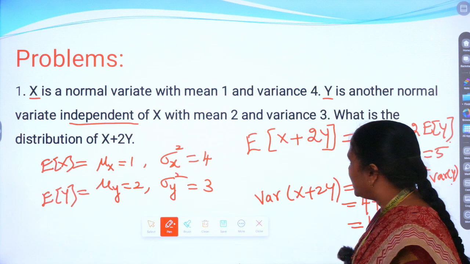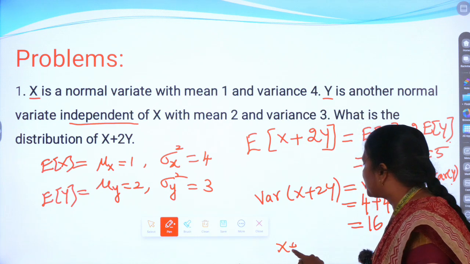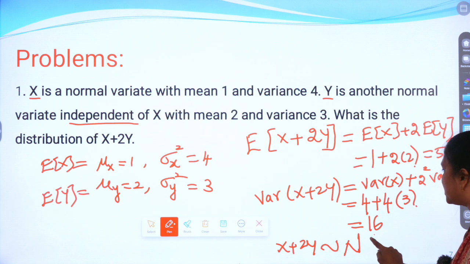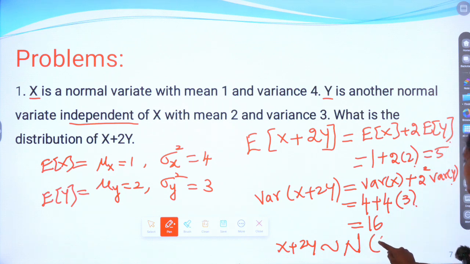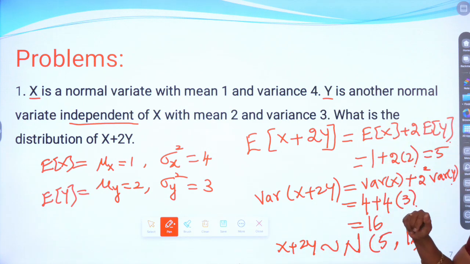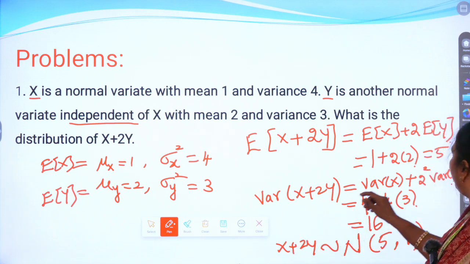So we are going to write the distribution. The distribution of x plus 2y follows the normal distribution with the mean 5 and the variance 16. So that's all. This is the solution for the first problem. Next we are going to see the second problem.